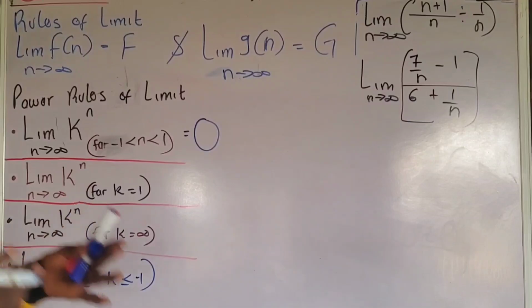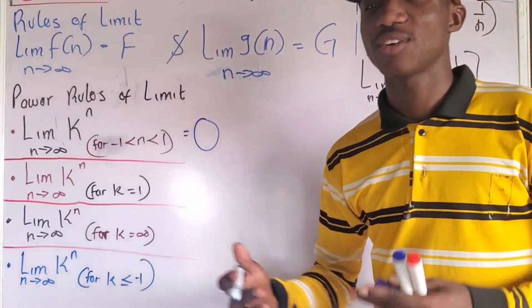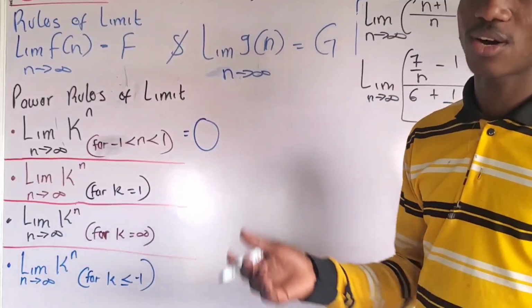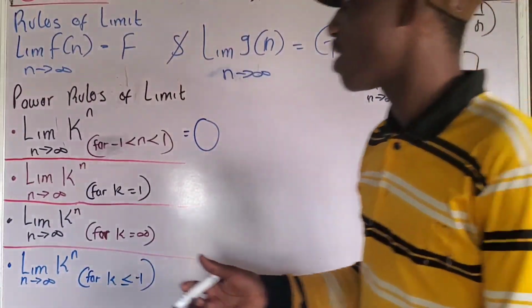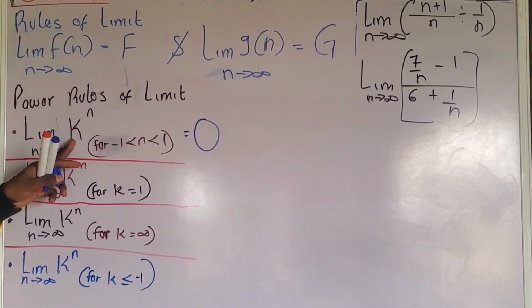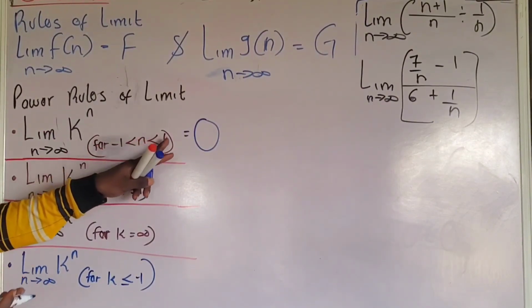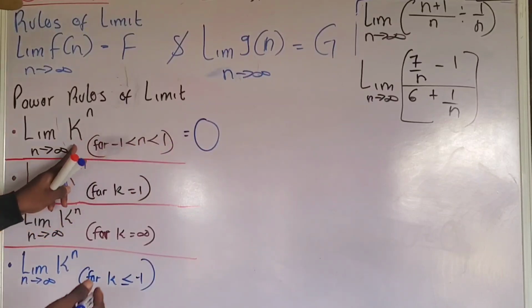Now, don't forget that k is a constant. K can be 1, it can be 2, it can be 3, it can be 4, it can be 5, 6. It can be 10, it can be 1000. Are you getting what I'm trying to say? The value of k is a constant, a number. For negative 1 less than n less than positive 1, the limit of this kind of function is 0.